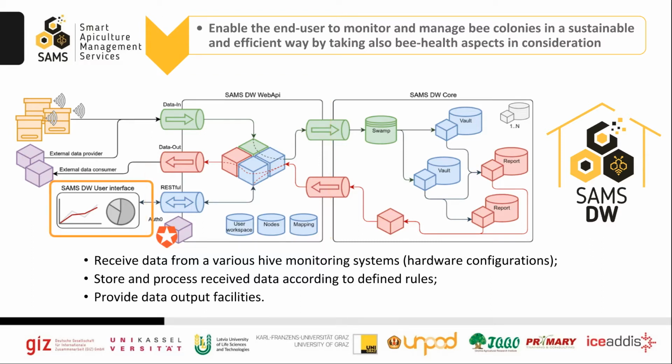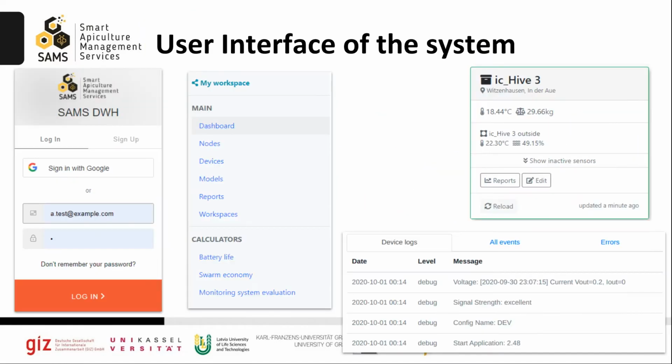And another part of the system is a graphical user interface, which uses the same Web API for all its functionality, and it provides convenient ways for users to interact with the data warehouse. Briefly about user interface. For user authentication, we are using Auth0 service. So this service provides convenient ways for sign up and login flows. As well, it supports social network accounts for easier login.